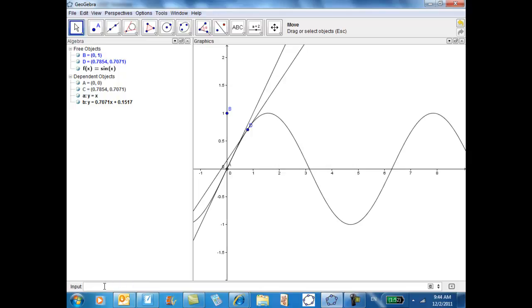Let's try one more. The next pi over 4. 2 pi over 4. Because we're going to do pi over 4, right? 2 pi over 4.